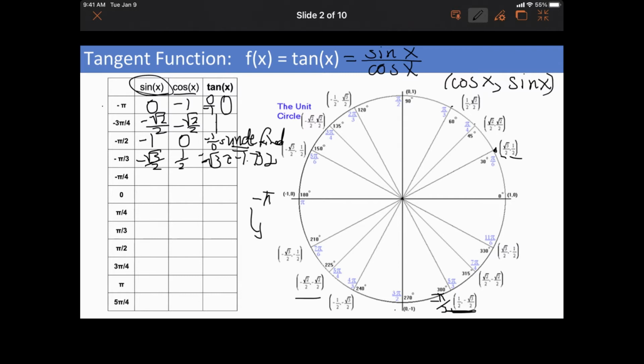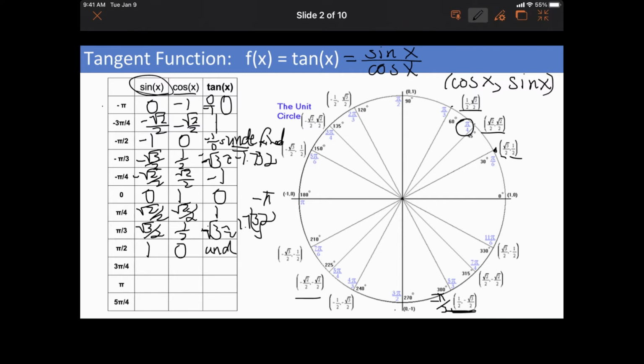Negative pi over 4, that's going to be negative root 2 over 2, and root 2 over 2, that is negative 1. 0 is 0 over 1, which is 0. Pi over 4, root 2 over 2, again, and now I'm up here. That is going to be 1. And over here, root 3 over 2 and half is root 3 over 2, which is approximately 1.732. Pi over 2 is 1 over 0, which is undefined again.